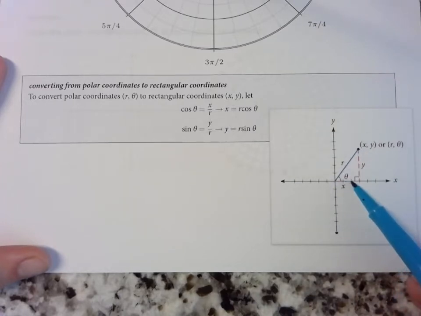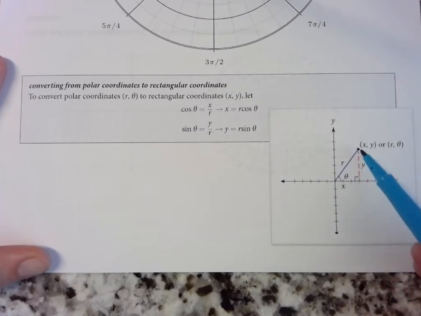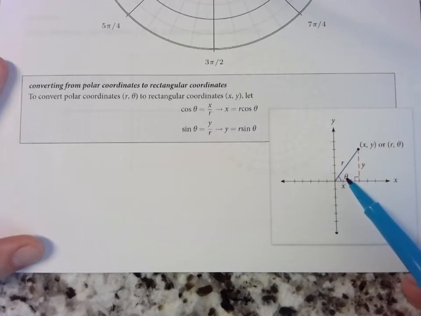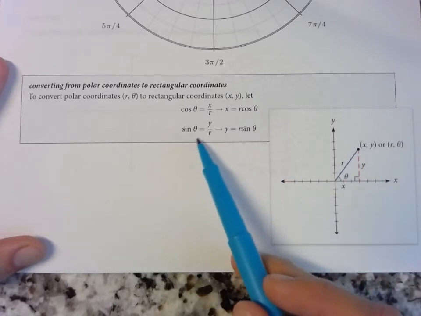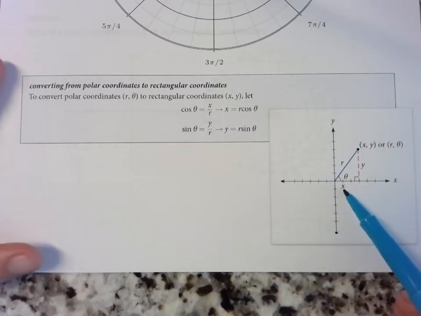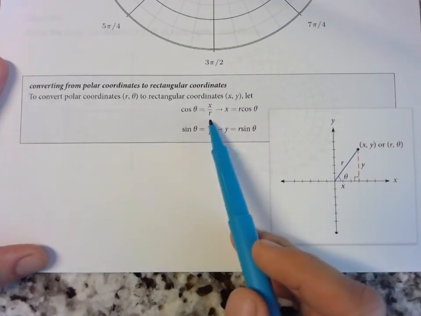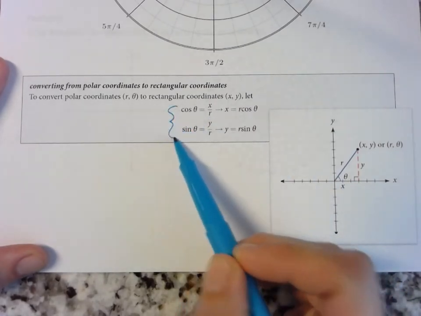Well, if you're talking about this point, wouldn't this be the x value and this be the y value? So if we want to know y, we can use sine, because sine of theta is opposite over hypotenuse. That's where this part comes from. Sine of theta is y over r. And then cosine is adjacent over hypotenuse. So cosine of theta is x over r. That's where these two formulas come from.